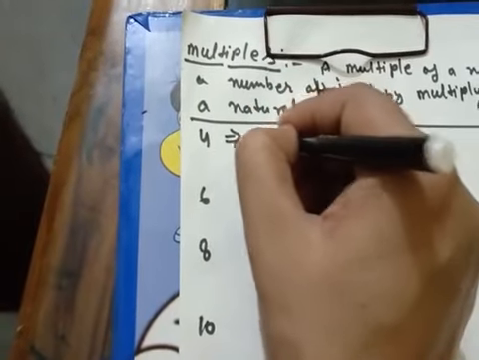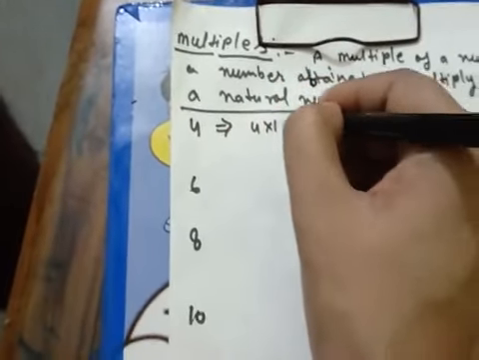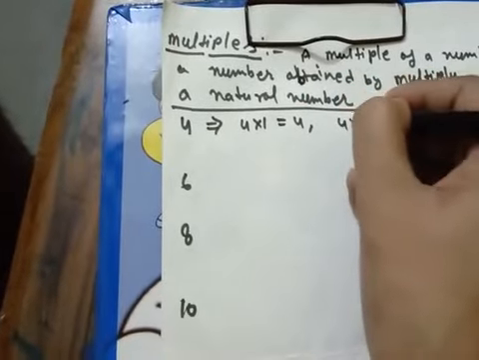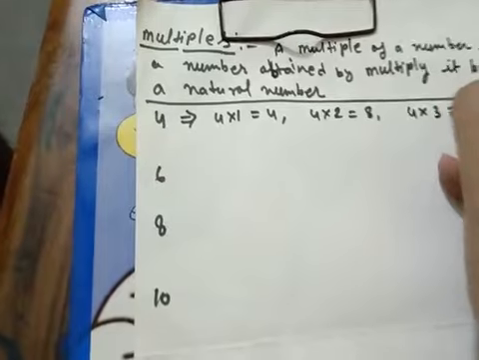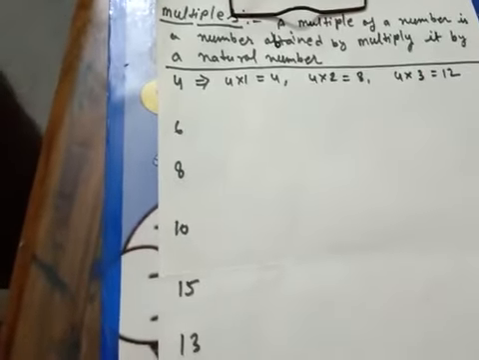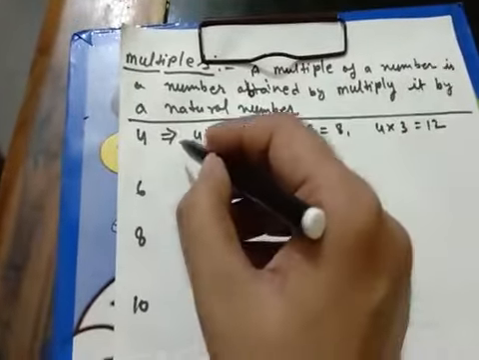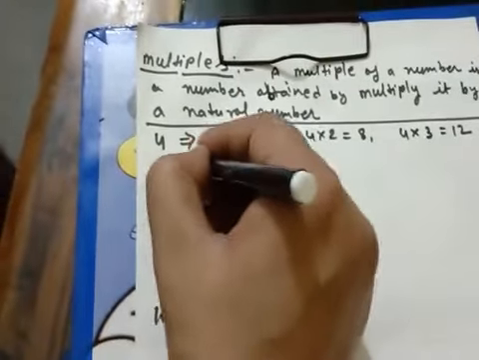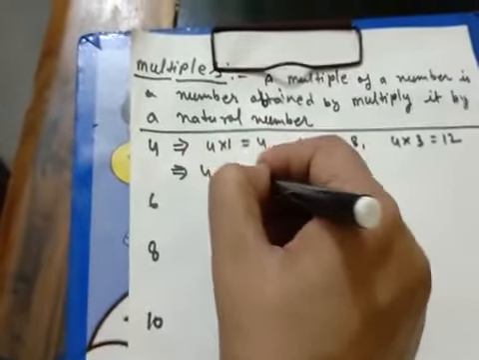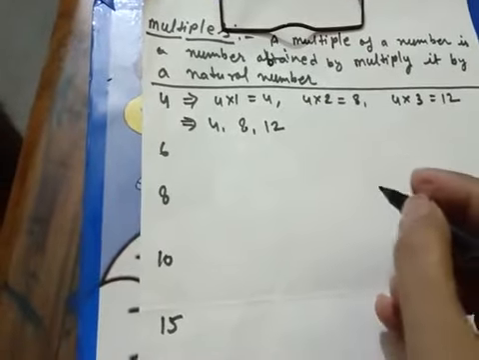Suppose 4 multiplied by 1, 4 1 ja 4, 4 multiplied by 2, 4 2 ja 8, 4 multiplied by 3, 4 3 ja 12. So if we take any number and multiply it by another number, we can find out the multiples. So multiples of 4 are 4, 8 and 12.